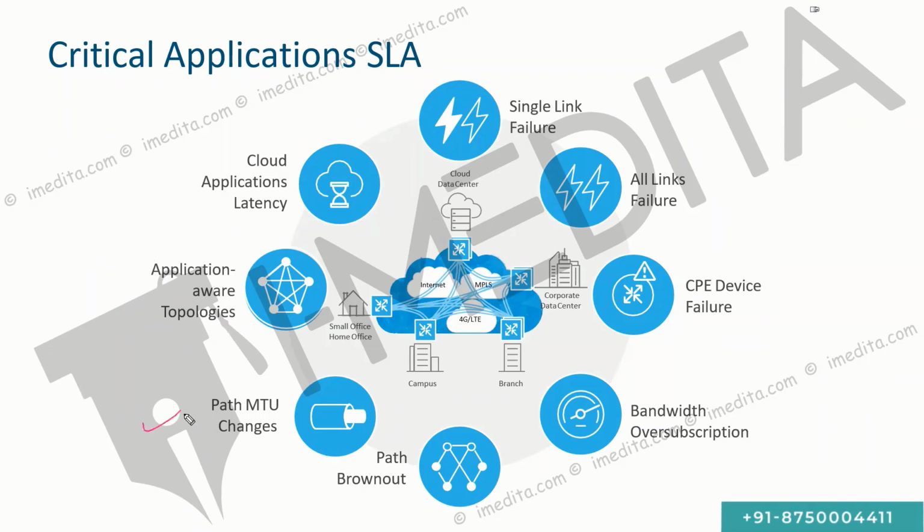How is your application going to deal with the MTU changes? How is your application going to deal when the customer premises equipment fails? How is the application going to deal with the bandwidth over subscription? And what if the network quality degrades suddenly due to some reason? How is your application going to deal with all those challenges you might face in a business critical application that you have deployed in your production?